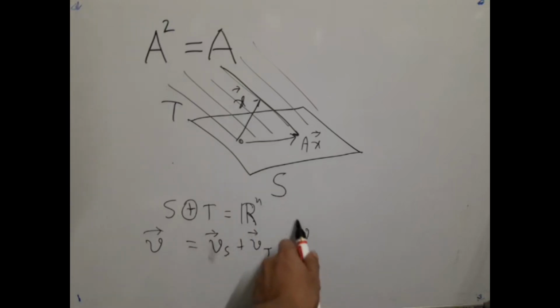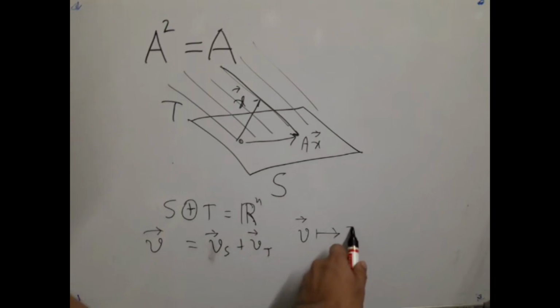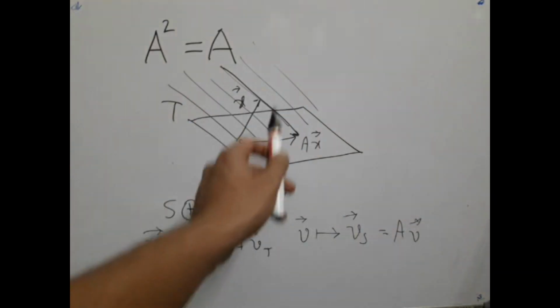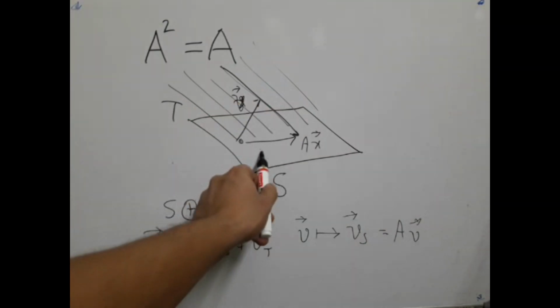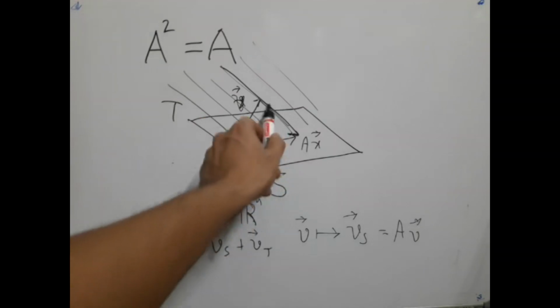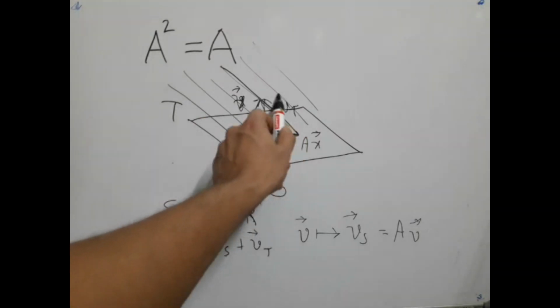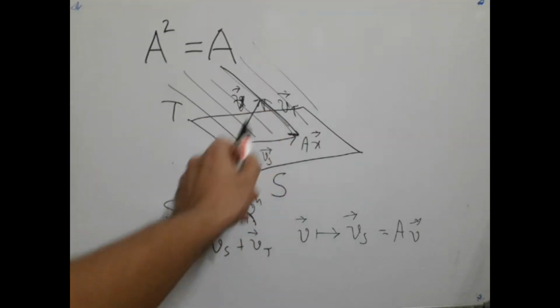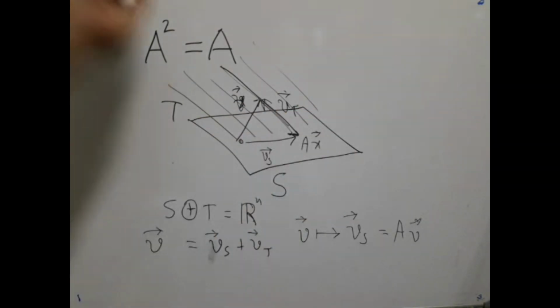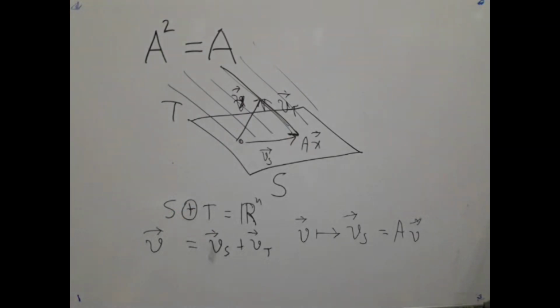Then mapping v to vs is what is effected by this matrix, that is vs equals A times v. In this diagram, if this is my v, then this is my vs, and this is my vt. So vs plus vt makes up my v. vs lies on the screen and vt lies along the sun rays, so vt is casting no shadow.